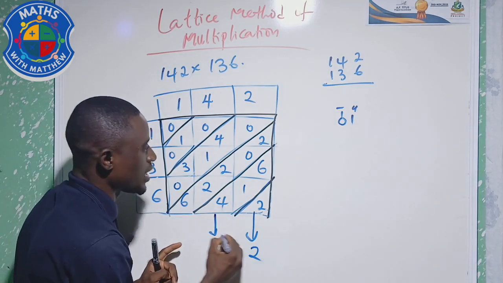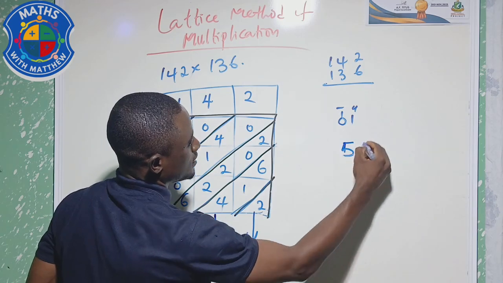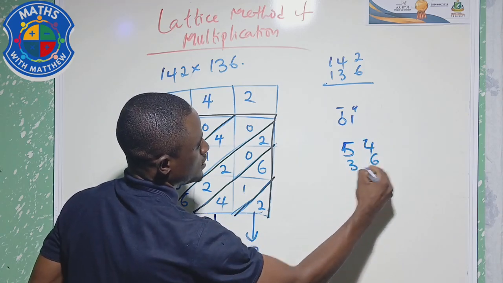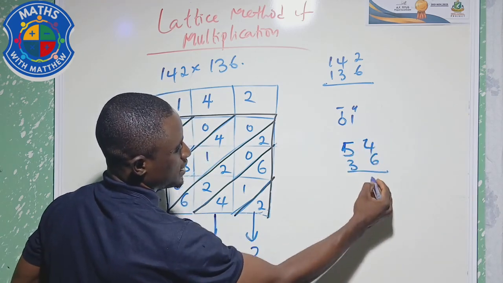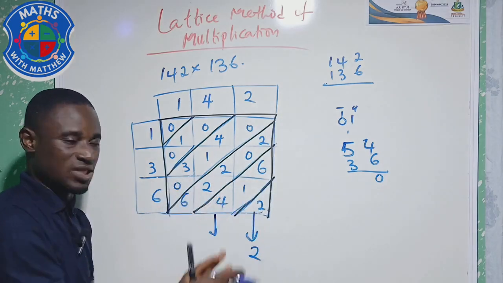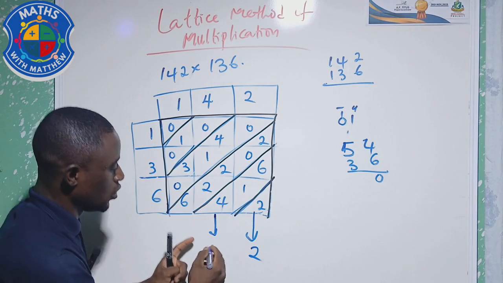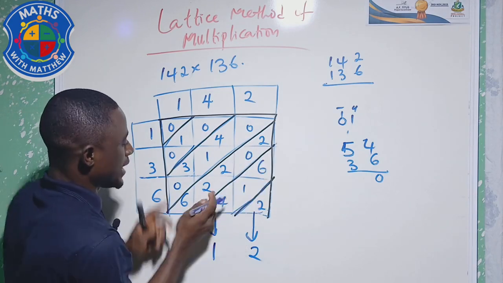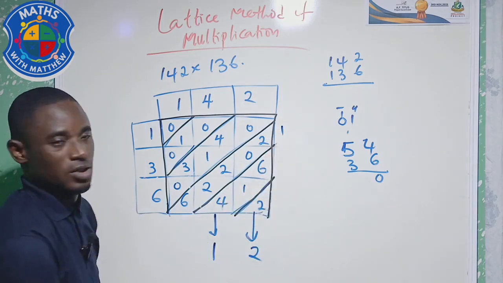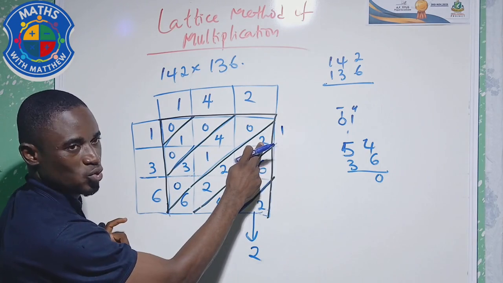If I say 6 plus this gives me 10, I can't write 10. I just have to write 0 and carry the next one to the next line. The same thing is what we are doing here. So 6 plus 1 plus 4 gives us 11. We write 1 and keep 1 for the next one. That means I'm adding 1 to the next sum. So 1 plus 2 is 3.